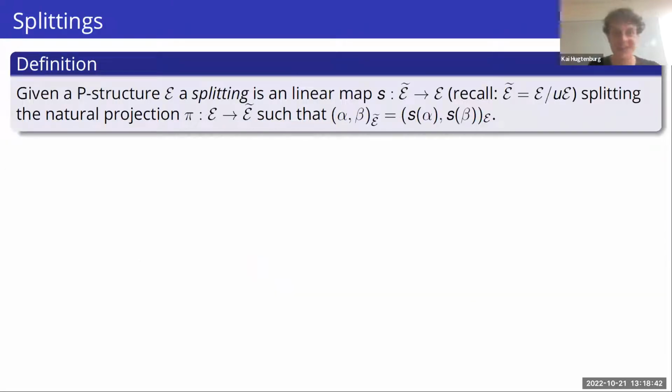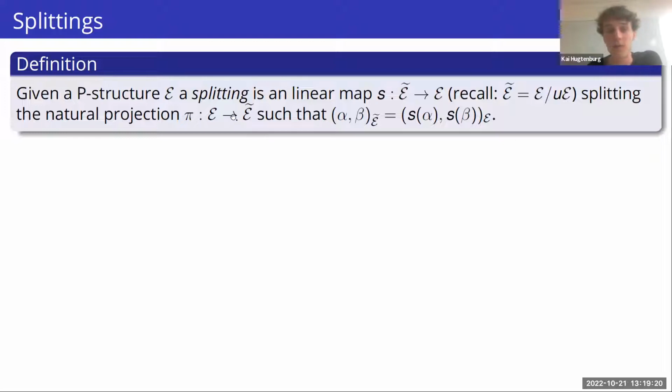Anyway, I'll continue. So this was the whole story about the TEP structure on the Fukaya category being isomorphic to the quantum TEP structure. And now I'll tell you about these splittings, which are going to give us Gromov-Witten invariants. So what is a splitting? If you just have a TEP structure on E, then a splitting is a linear map from E tilde to E. Remember that E tilde is E modulo U. And it is required to split the natural projection from E to E tilde.